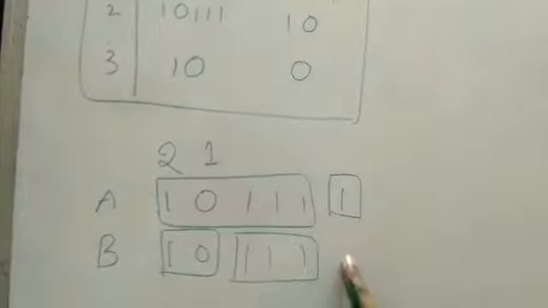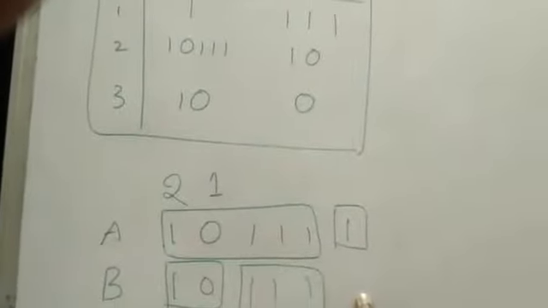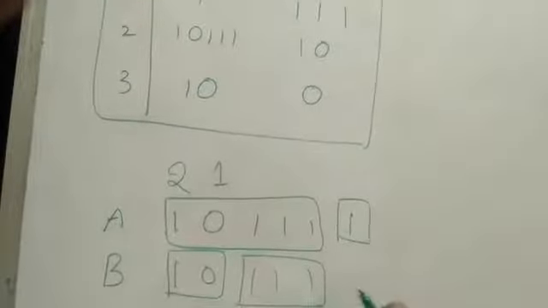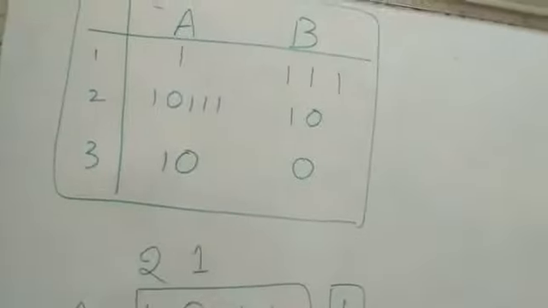So we have to find an element in B which is matching with this one. So I'm selecting 1. Why am I selecting 1? Suppose we have to find some elements in B which are starting with 1. How many elements start with 1? B1 is starting with 1 and B2 is also starting with 1.